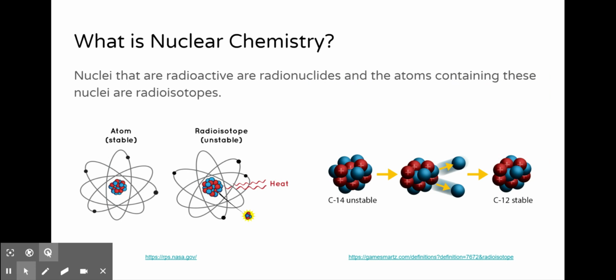Radioactive nuclei are called radionuclides, and the atoms containing these nuclei are radioisotopes. When you use the term radioisotope, you're talking about the entire atom itself. When you're talking about a radionuclide, you are discussing only what is inside that nucleus. So I'm only talking about protons and neutrons when I use the term radionuclide. When I use the term radioisotope, I'm talking about the entire atom itself.